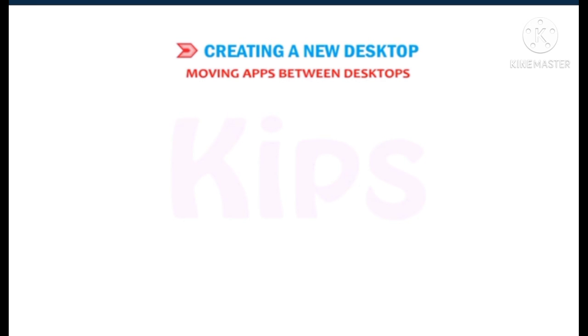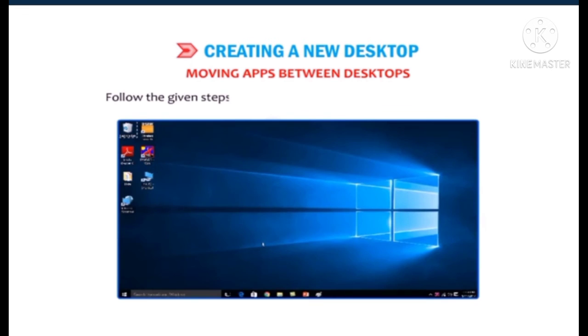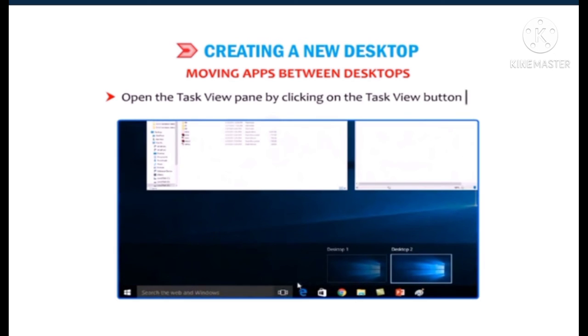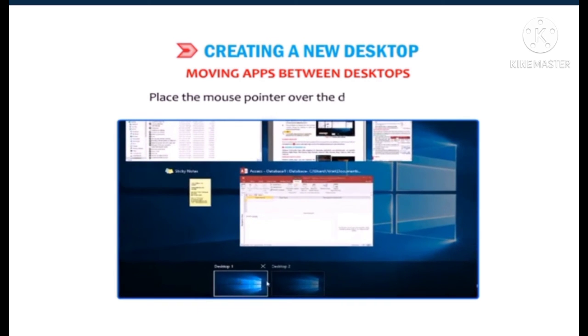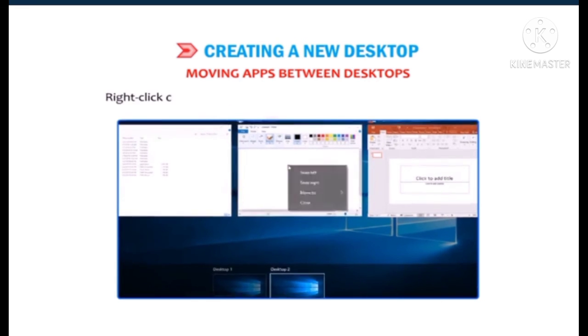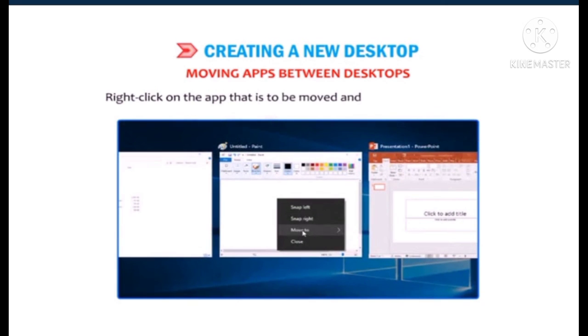Moving apps between desktops. How to move apps between the desktops? Follow the given steps. To move an app from one desktop to another, open the Task View pane by clicking on the Task View button. Place the mouse over the desktop thumbnail. It will display the thumbnails of all the opened apps. Right click on the app that is to be moved and select the Move to option.